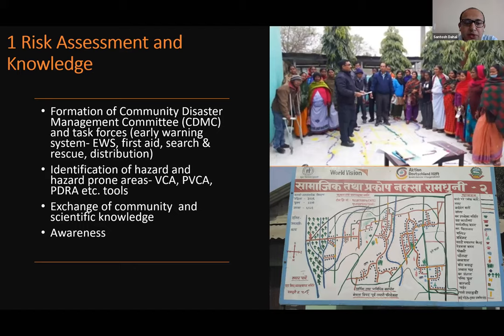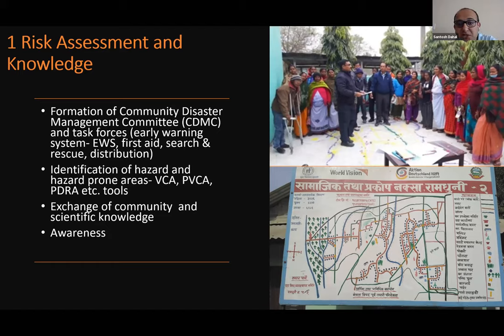Another is that we do the exchange of community and scientific knowledge. As Rajendra sir already mentioned, the Department of Hydrology and Meteorology disseminates different scientific messages, but these scientific messages may not be understandable by the community. So they need to understand. We must combine scientific knowledge with community-level knowledge so that the community is well prepared. Another is that we do different kinds of awareness activities.